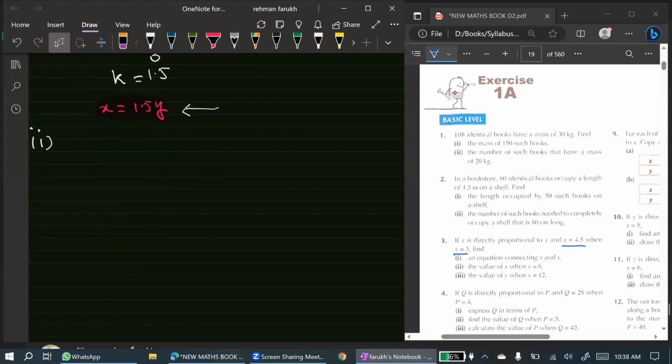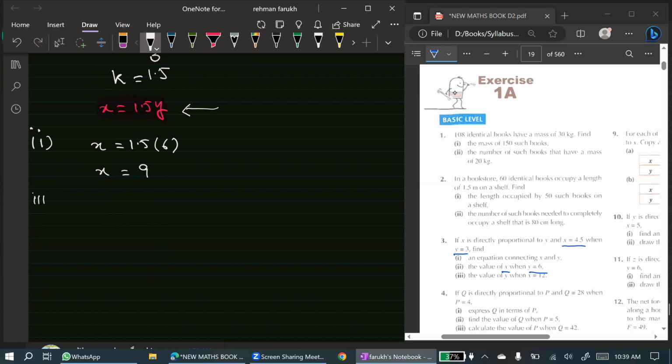Now we have to find the value of x when y is equal to 6. So it will be x is equal to 1.5 multiplied by 6. Very good. x is equal to 9.